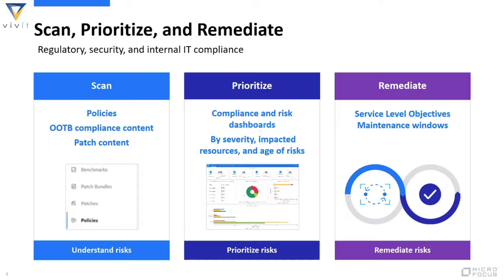Prioritization follows. Where do you focus, and how do you create a plan? DCA makes it easy to determine what compliance variances should be fixed and what patches should be applied first. Visualize compliance violations and vulnerability risks in a single dashboard. Prioritize based on severity, impacted resources, and the age of the risk. And finally, fix the problem. Once the risks are prioritized, remediate them according to SLOs and maintenance windows.